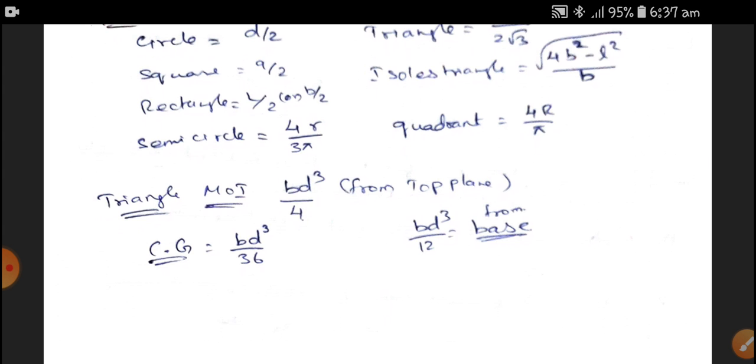For the triangle, please notice that you have three moments of inertia according to where your reference plane is, which is very important. If the reference plane is at the top of the triangle, then the moment of inertia is bh cube by 4. If the reference is at the center of gravity, then it is bh cube by 36. If it is from the base, it is bh cube by 12. That you have to understand.